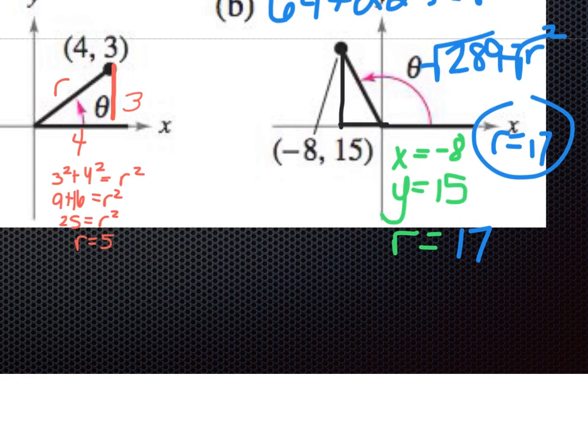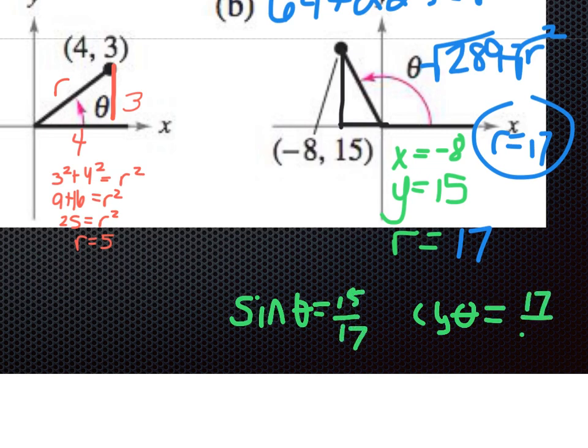Okay, so we're going to do our trig functions. Sine of theta and the cosecant of theta. What is sine? Y over r. So it's what over what? 15 over 17. So my cosecant is 17 over 15.